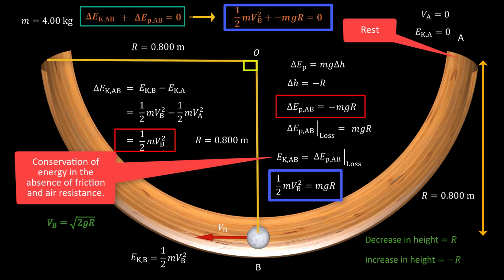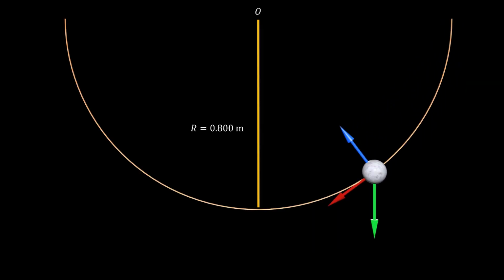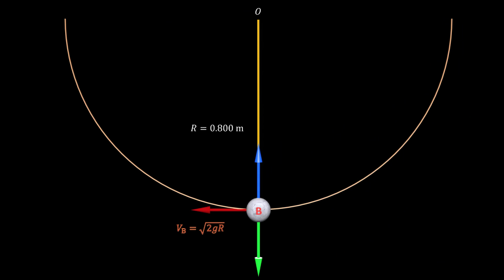If we substitute R is equal to 0.800 meter and g equals to 9.81 Newton per kilogram, we obtain VB equals to 3.96 meter per second to 3 significant figures. Now, to find the normal contact force at the point B, all we must remember is that for a body to move along the arc of a circle, a component of the resultant force must act on the body towards the center of the circle.